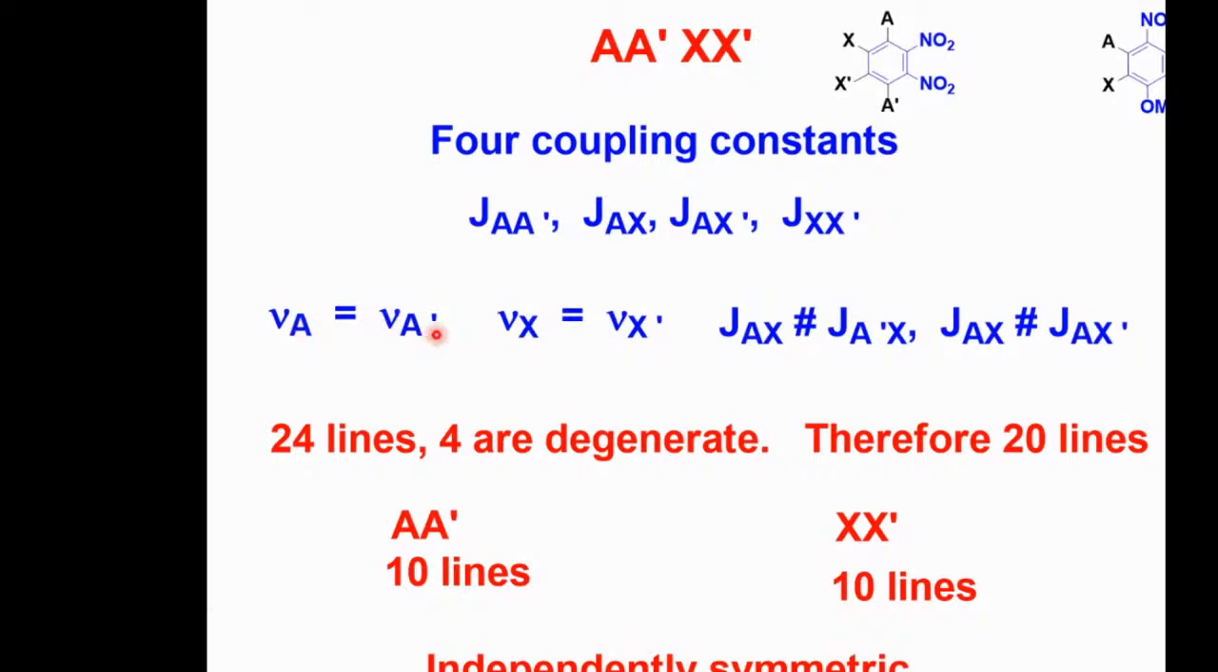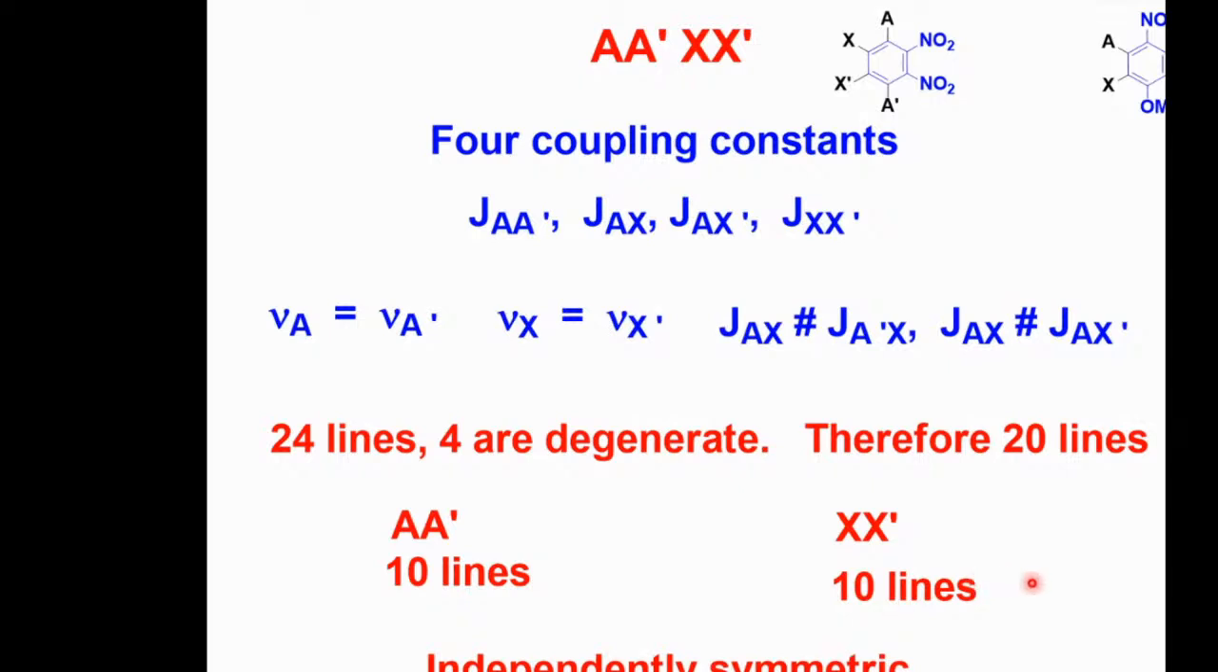A and A' are identical. Similarly, X and X'. Chemical shifts are identical. But we know that JAX is not equal to JA'X because JAX is ortho coupling, and JA'X is meta coupling. Similarly, JAX is not equal to JAX'. Again, it's ortho and meta coupling. So that causes this difference.